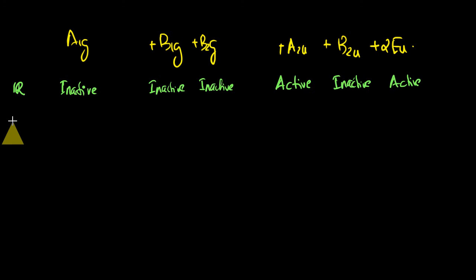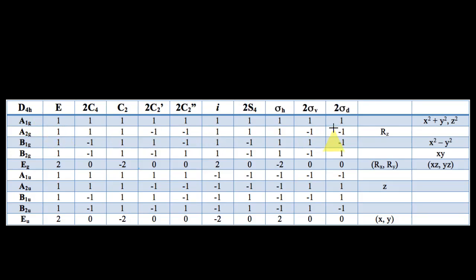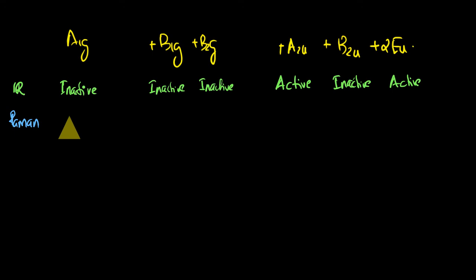And now we are looking for the Raman. So let me take another color for that. We will check the Raman activity. For A1G, is it Raman active? Yes. Binary products are there. Therefore, we can write it is Raman active.